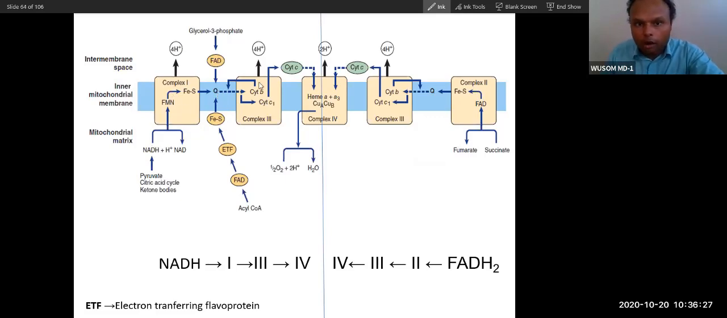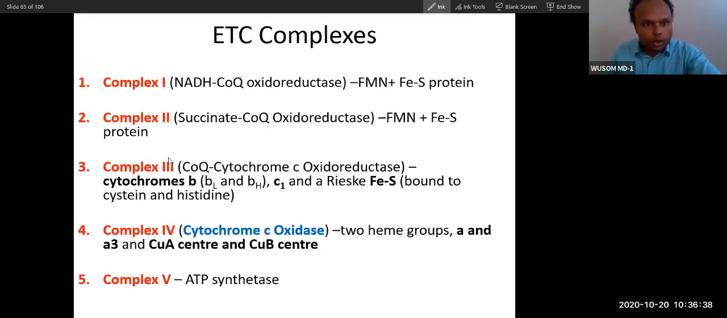That is why this is called oxidoreductase. All these complexes are grouped into the oxidoreductase group of enzymes. The electron transport chain proteins are basically enzymes. Complex 1 is NADH coenzyme Q oxidoreductase, containing FMN and iron sulfur protein. Complex 2 is succinate dehydrogenase. Another name is succinate coenzyme Q oxidoreductase, because it draws electrons from succinate and transfers them to coenzyme Q.